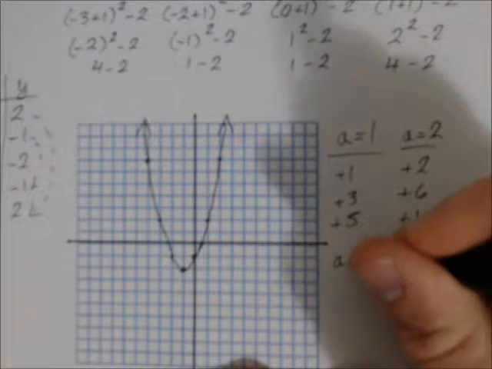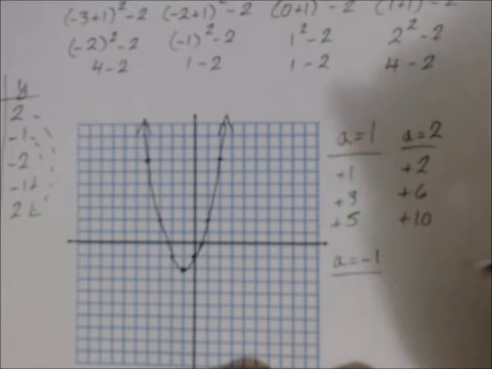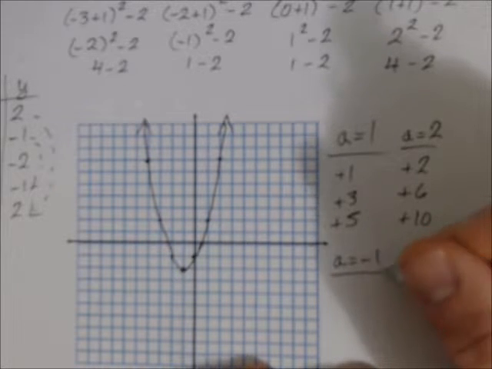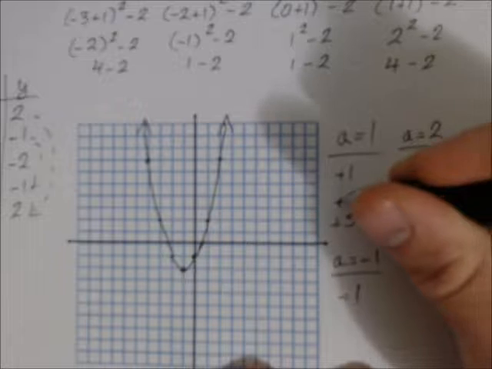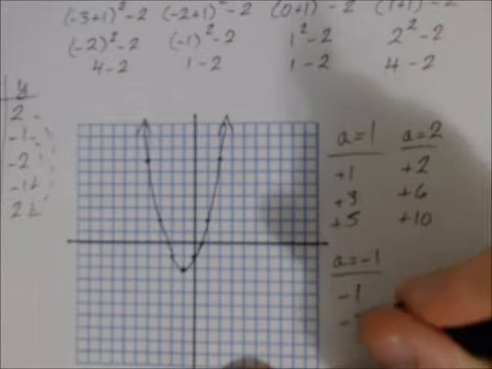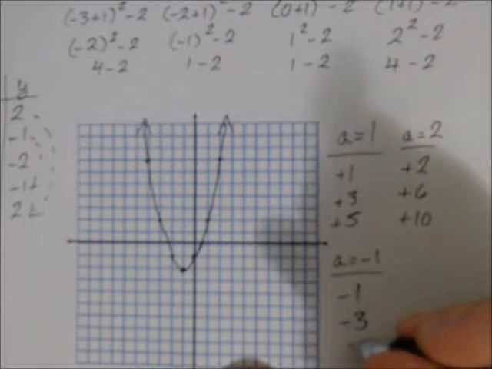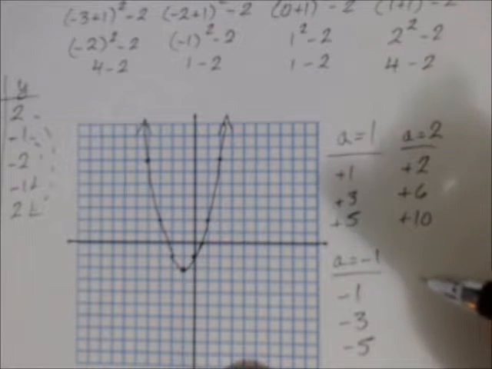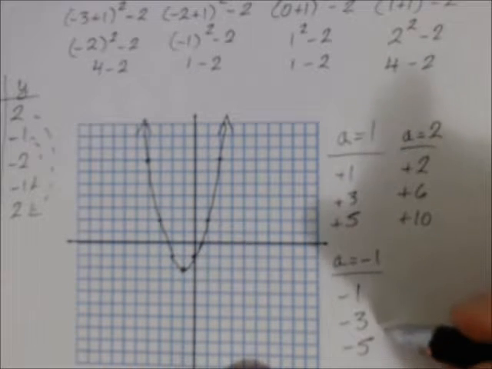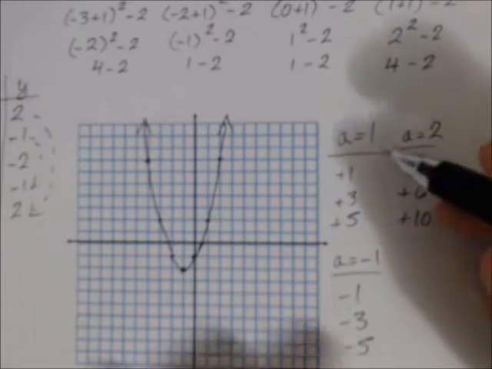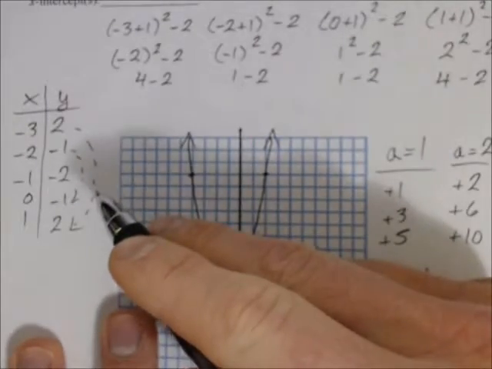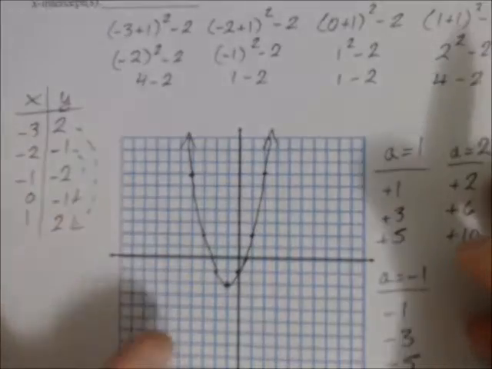If it were a negative, like if a equals -1, like in the next example, if we multiply this by -1, that next value would go down 1. From there, it would go down 3. Then from there, it would go down 5. Okay, so take this as you will. If you want to use the pattern, you can. If not, you can continue to use the table. All right, let's look at the next problem.